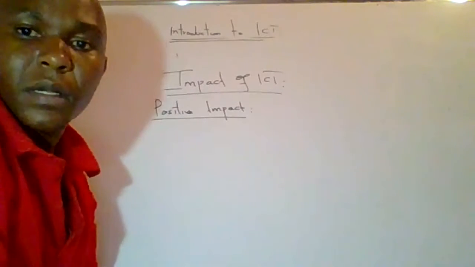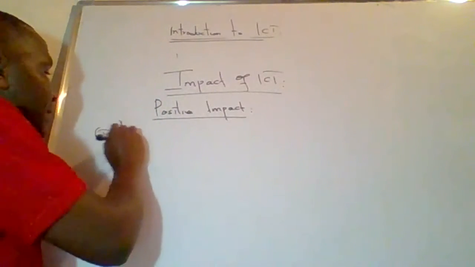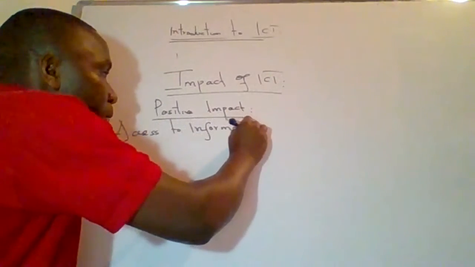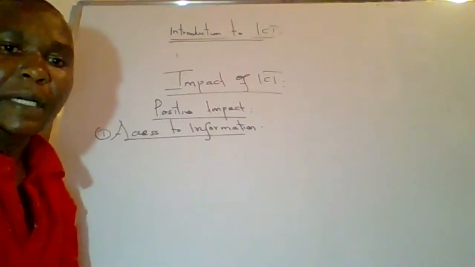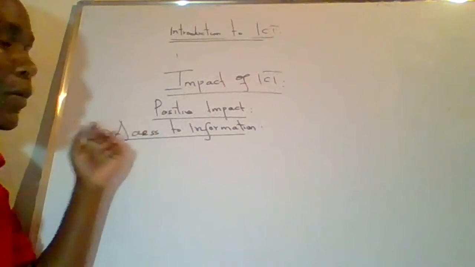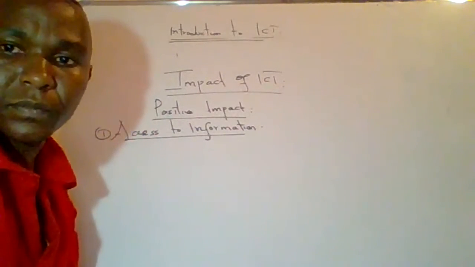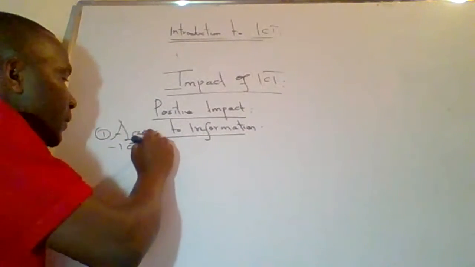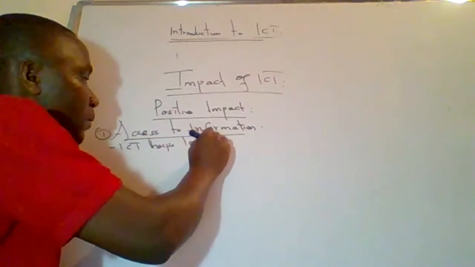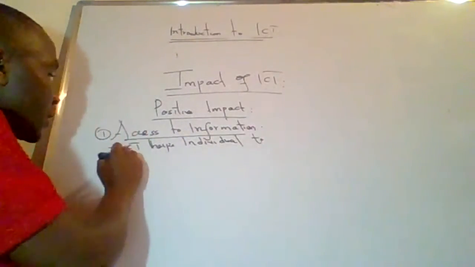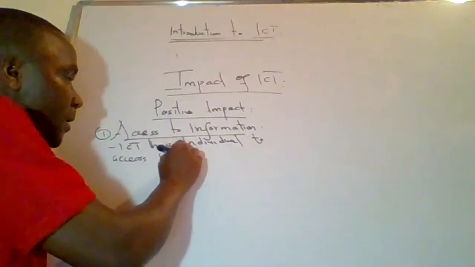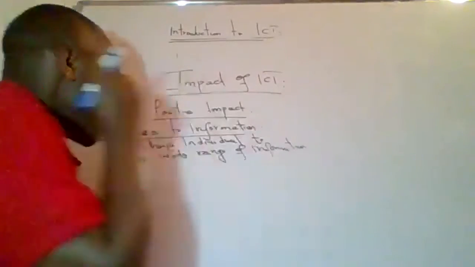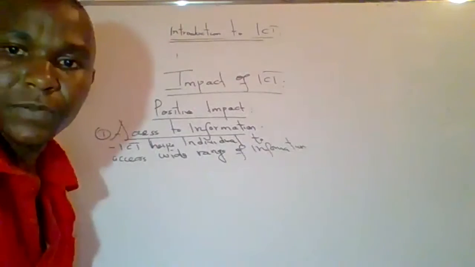Positive impact. So the first positive impact is what? Access to information. That is the first impact. Access to information. And then to say, ICT helps individuals to access a wide range of information.